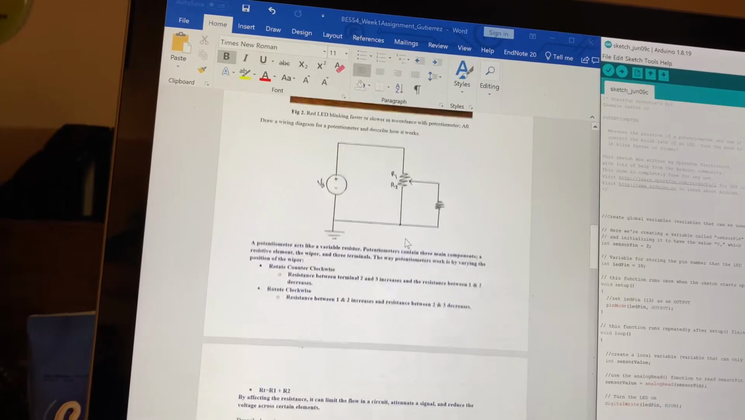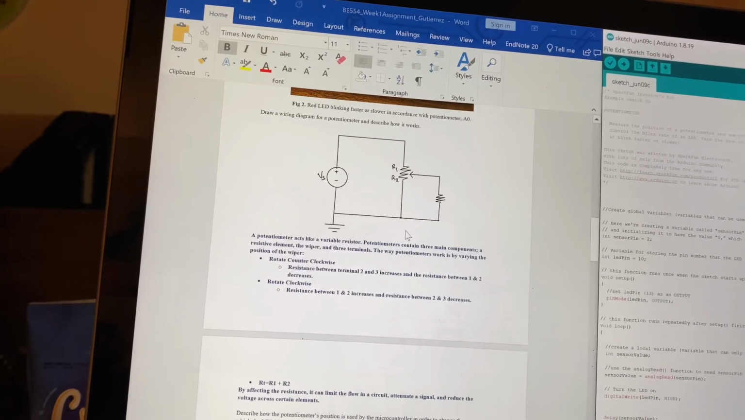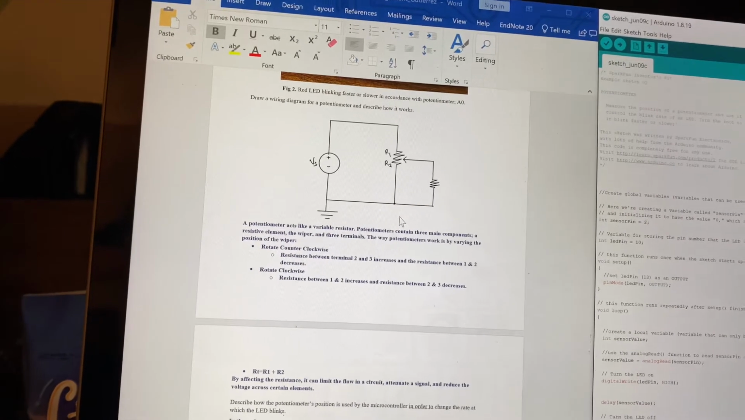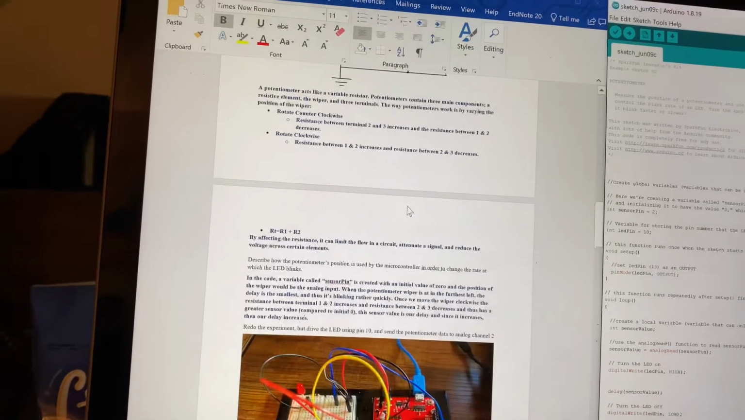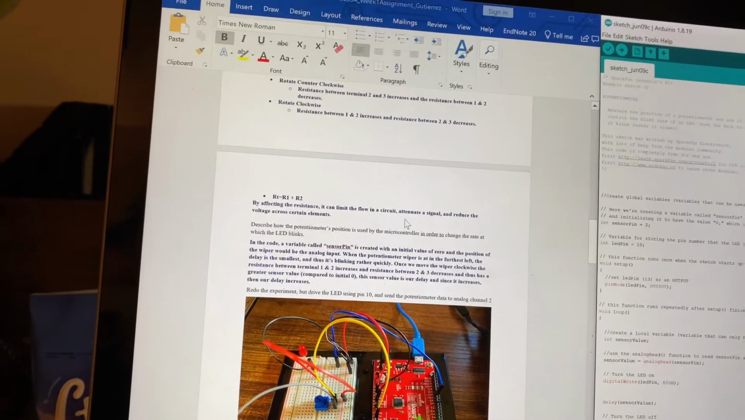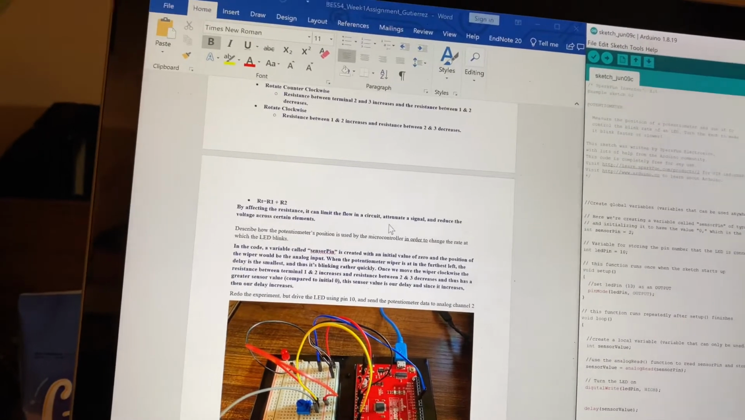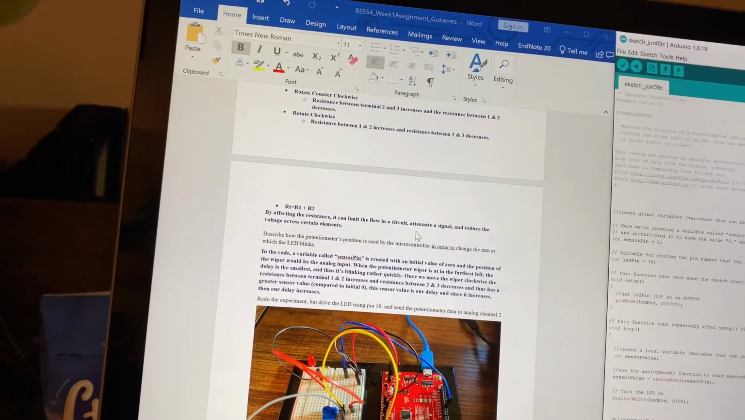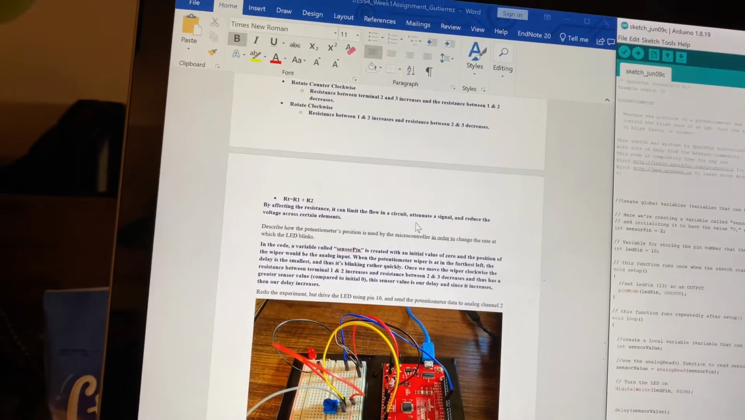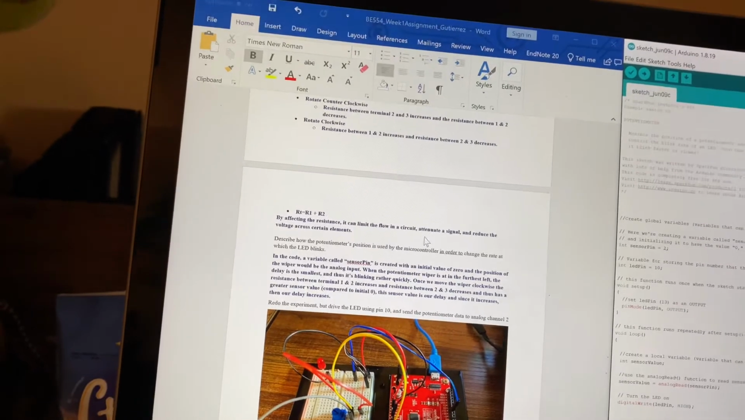And so by affecting the resistance, it can limit the flow in a circuit, attenuate a signal, and reduce voltage across certain elements. And when we use a microcontroller, the way we use it for the potentiometer's position is that in the code there's a variable called sensor pin, and it's created with initial value of 0, and then the positions of the wiper would be the analog input.